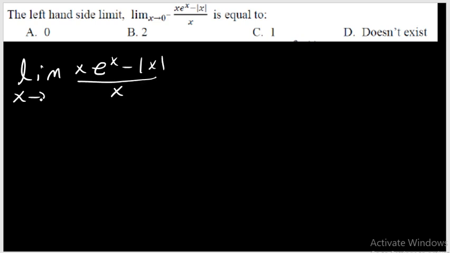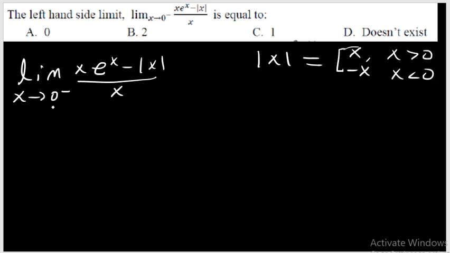Next question. The limit of x e to the power of x minus absolute value of x, the whole over x, as x goes to 0 from the left. Here there is an absolute value of x. We need to remove the absolute value. So the absolute value of x is equal to x or negative x. It will be x when x is greater than 0. It will be negative x when x is less than 0.